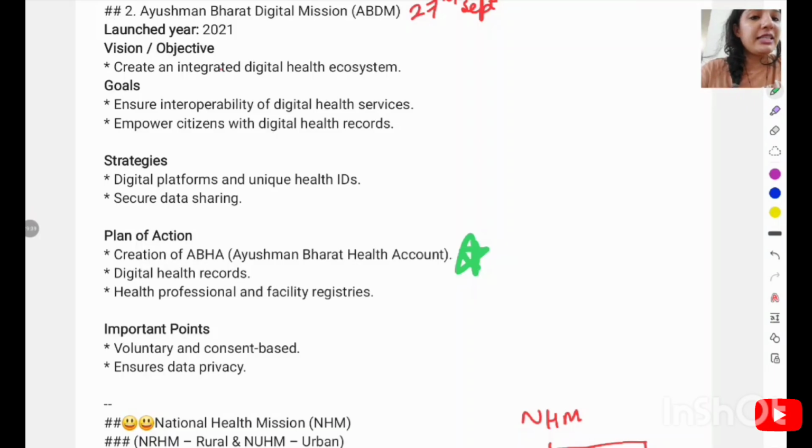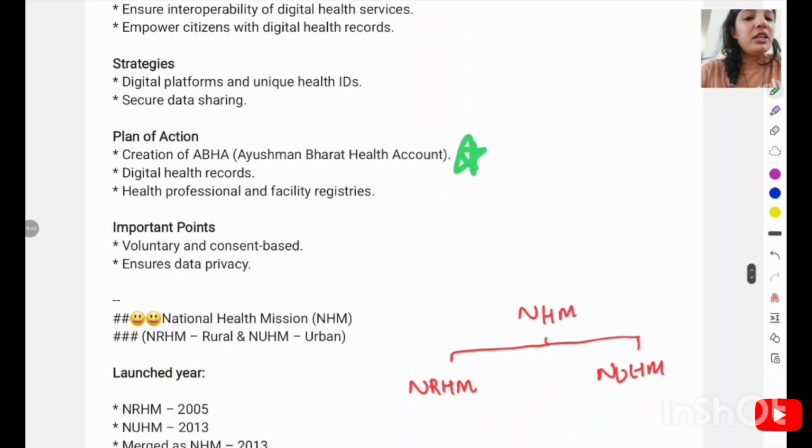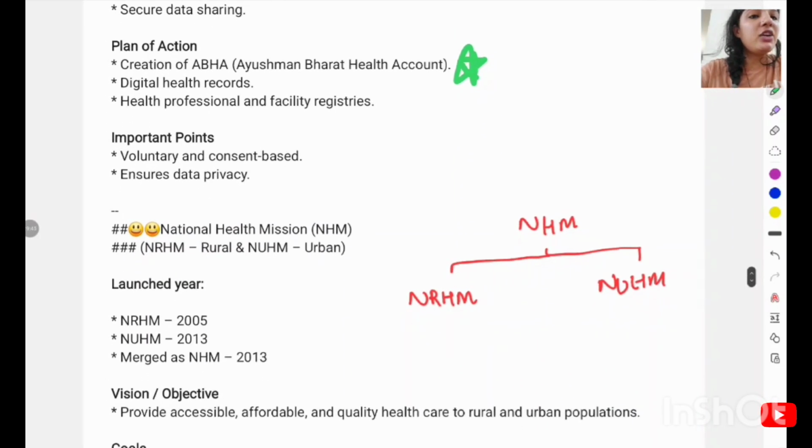Health professionals and health facility registry. An important point is that it is voluntary and consent based. Okay, because without consent you can't make anything of a patient public. You have to maintain that privacy and ensure data privacy.